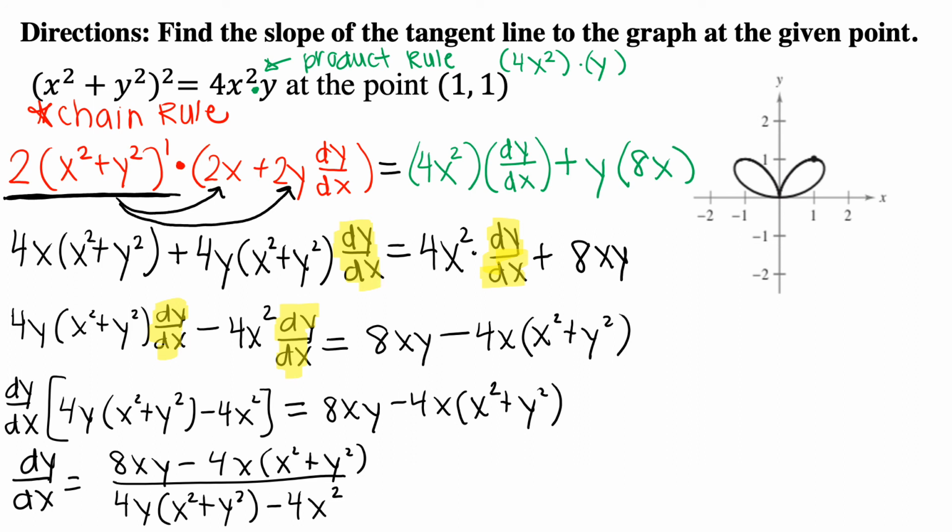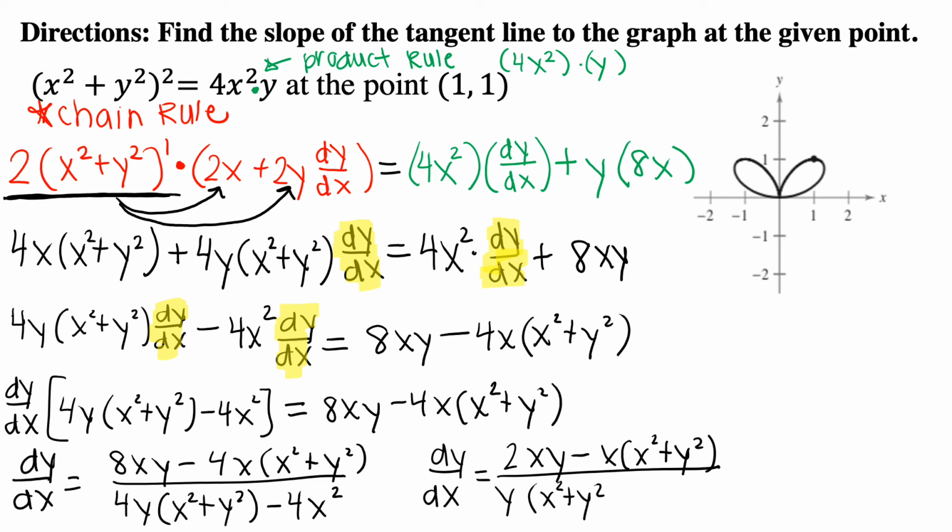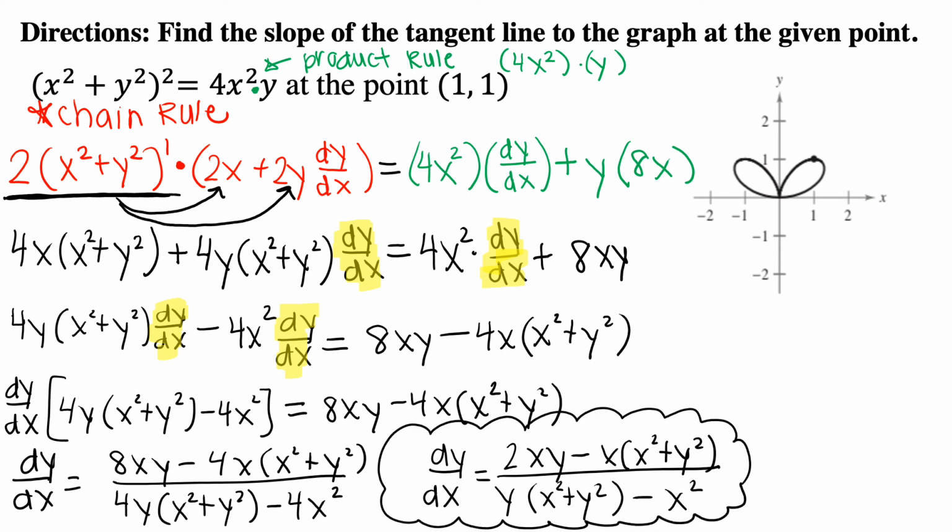And I notice that I have a lot of things in common there, like a 4, so if we factor a 4 out of there, we are left with dy/dx equals 2xy minus x times x squared plus y squared over, taking our 4 out, we get y times x squared plus y squared minus x squared. And you could simplify that. I'm going to leave mine because I know I'm going to be plugging in my point (1, 1), which I'm going to do on the next slide in just a second.